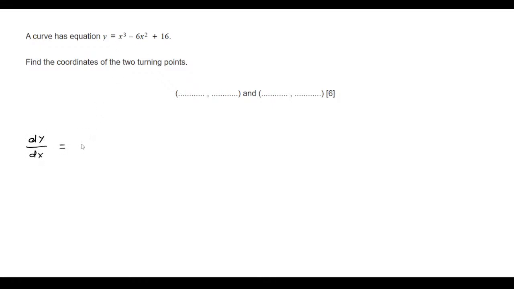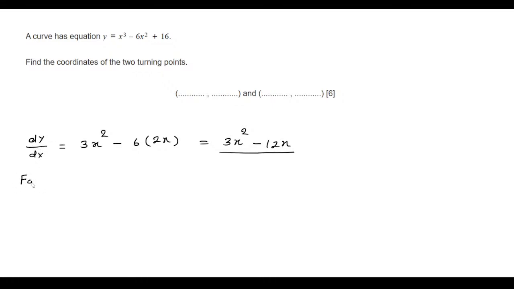The derivative of x cubed is what? It's 3 times x squared, minus the derivative of 6x squared, which is 6 times 2x. So this is 3x squared minus 12x. Now I have to find the coordinates of the two turning points. For finding them, I will equate this dy by dx to 0.